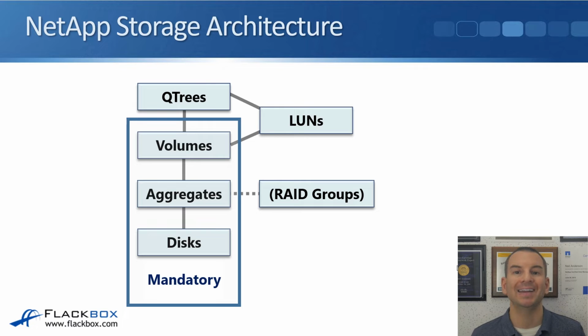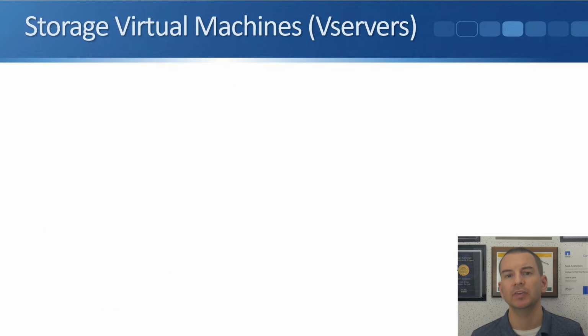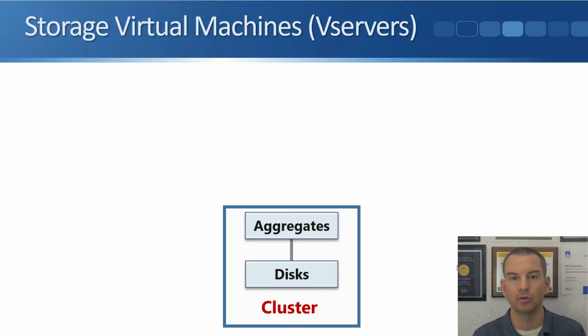And whenever you look at any documentation from NetApp, they will say that everything below the line here is physical resources, so that's our disks and aggregates. Everything above the line is the logical resources. Other thing that we have in the storage architecture is our SVMs, our storage virtual machines.